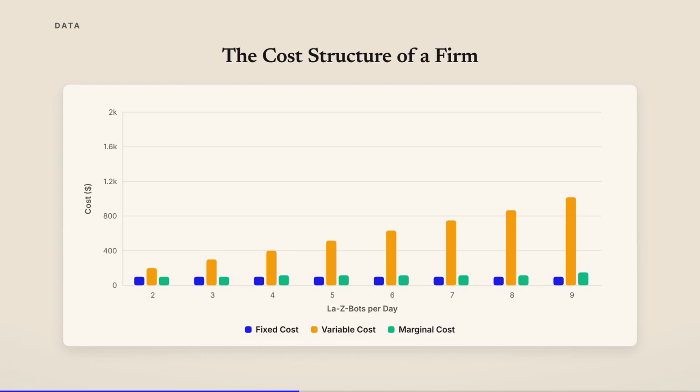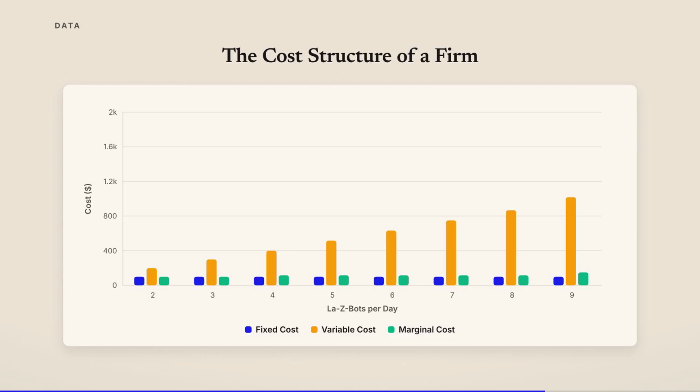Variable costs climb from $200 at 2 units to over $1,000 at 9 units. Total cost is the sum. Average total cost starts at $150 per unit, then falls to $121 as fixed costs spread out. That is economies of scale. But eventually it ticks back up to $124.